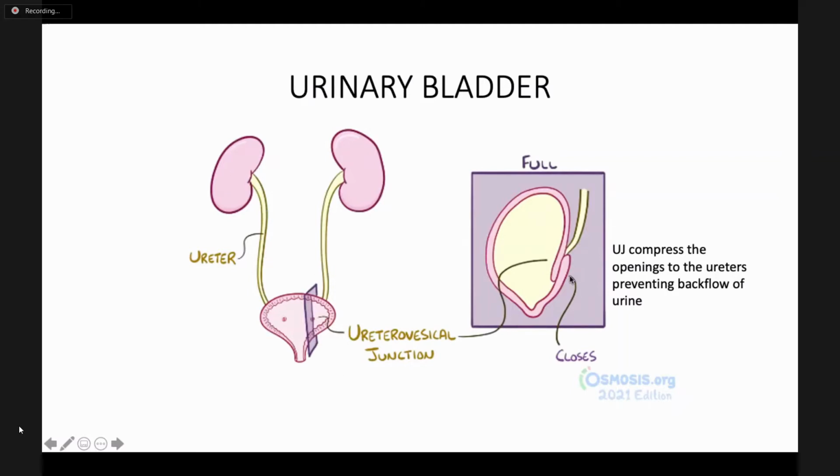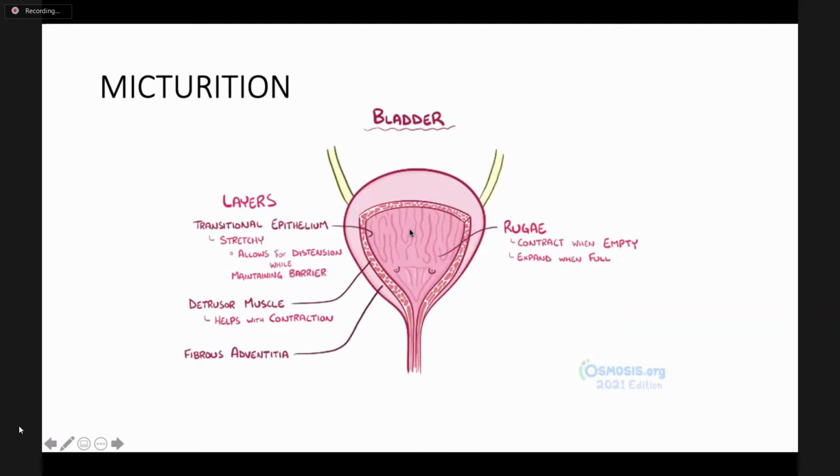If you cross section the bladder, you will see the uretrovesical junction here. If the bladder is full, this uretrovesical junction will compress the opening of the ureter, so we prevent backflow of urine. The urinary bladder has special rugae. This can stand the pressure that is increasing in the bladder without causing us the urge to urinate. Besides that, we have this detrusor muscle that helps with the contraction. And then we have this special trigone over here, the area sensitive to stretch.